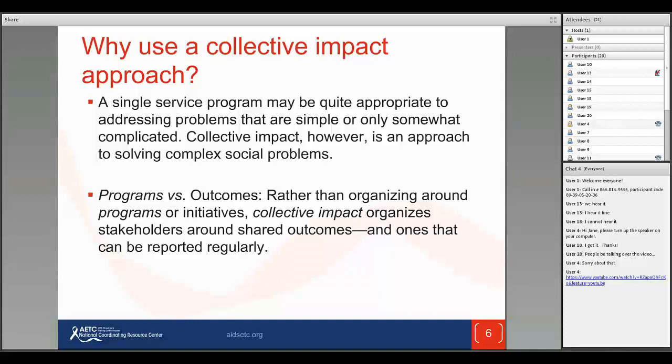So it takes an outcome versus a programmatic focus to our work. So rather than organizing around initiatives or programs, it organizes around stakeholders that come together around the table with shared outcomes. And these outcomes are reported regularly over time so that we can actually look at trends.